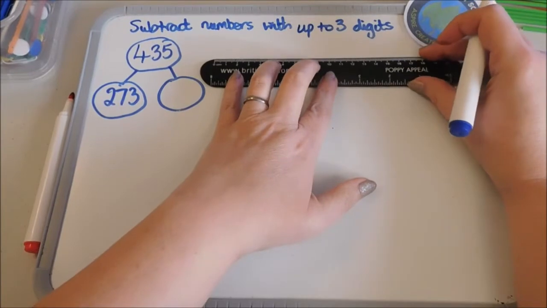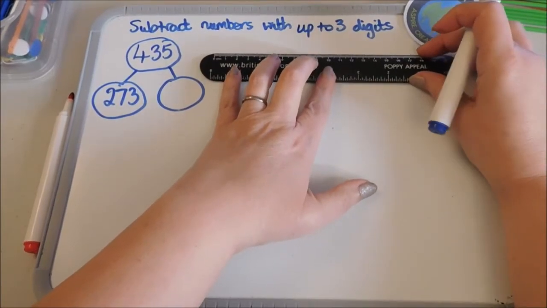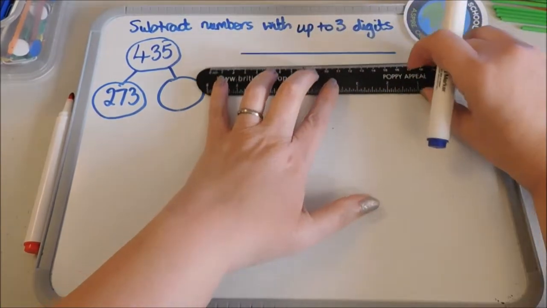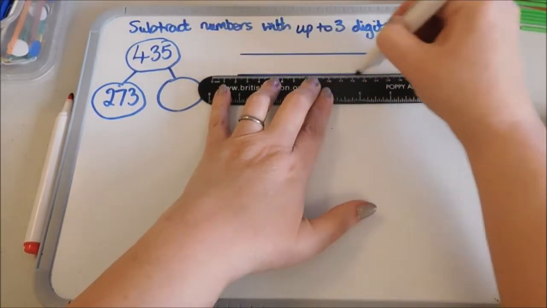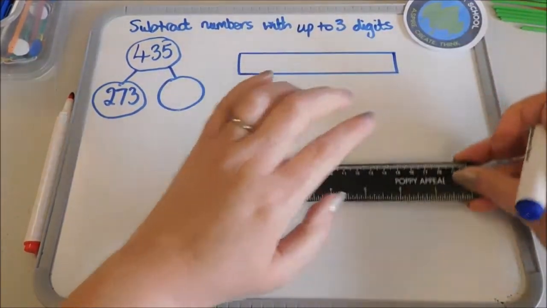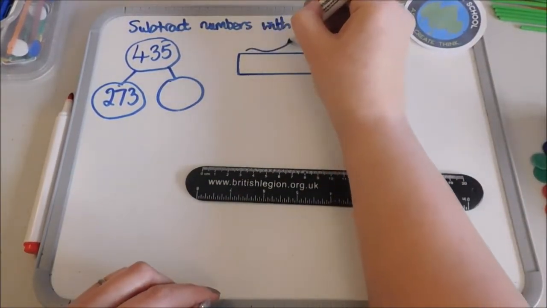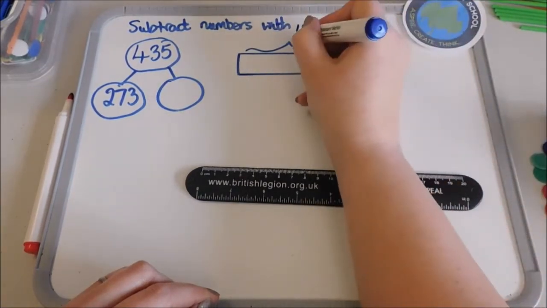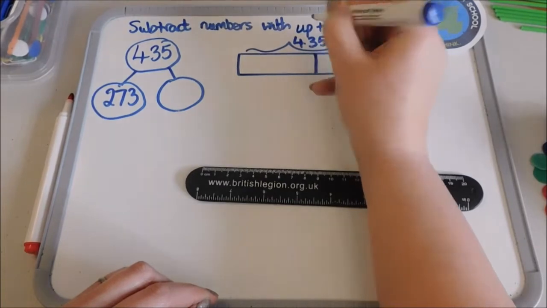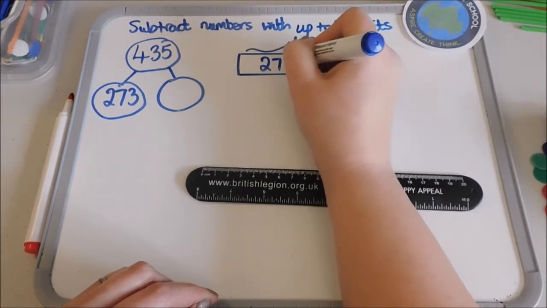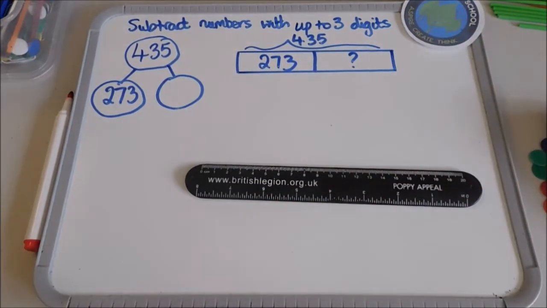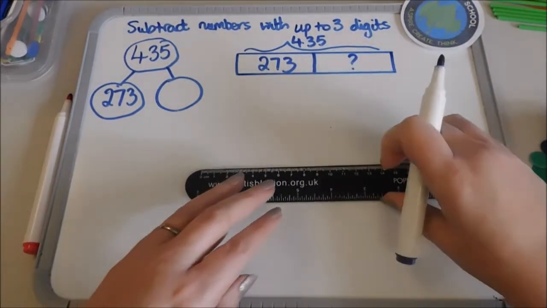They will also see it written as bar models. Bar models are called bar models because they're simply made up of bars. So here is a bar model. The whole thing is the same as 435, but we know that part of it is 273, and we do not know what that missing part is. We don't know the value of it yet.